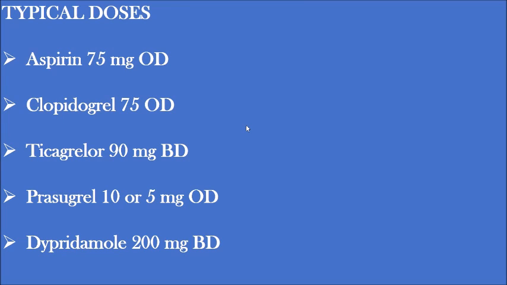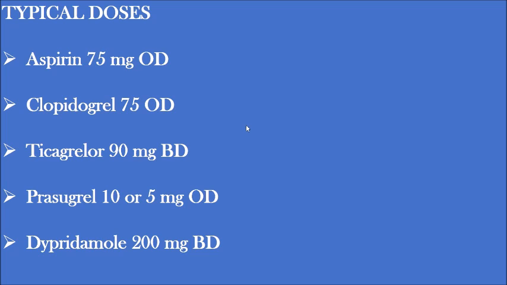And the typical dose is aspirin 75 milligram daily. It's usually for life if someone had a myocardial infarction or non-ST elevation myocardial infarction. They use it for life. Clopidogrel as well. They use double antiplatelet therapy, clopidogrel and aspirin, but the guidelines differ, so you need to check with them.